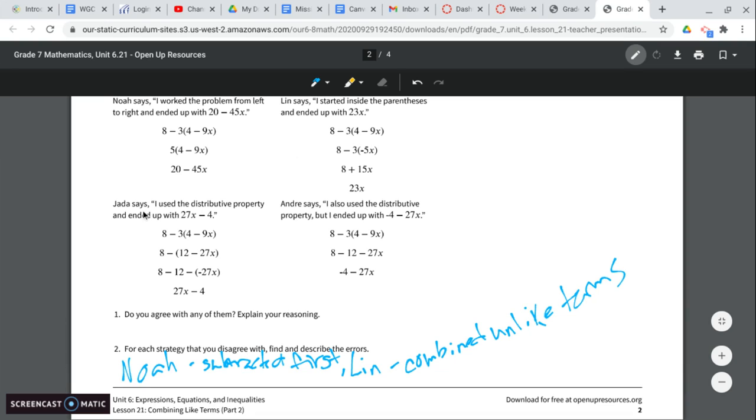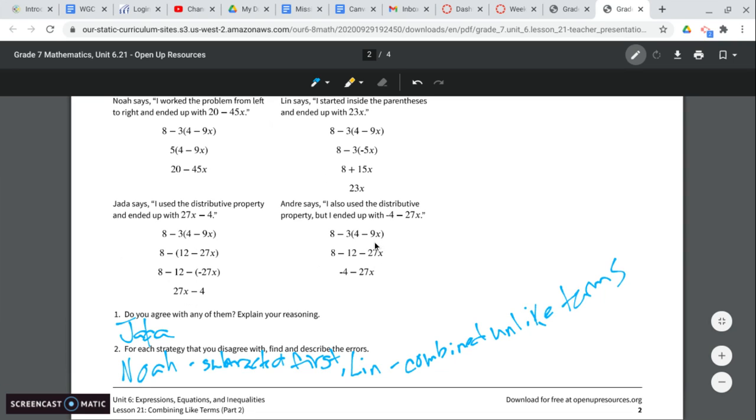So Jada says, I used the distributive property, ended up with 27x minus 4. So we look, she multiplied this 3. She multiplied it by just a plain 3. So 3 times 4 gave us 12. 3 times negative 9 gave us negative 27x. Then she distributed this negative through, so we ended up with 8 minus 12 minus negative 27x. And so then that became positive because minus a negative is positive. So positive 27x. 8 minus 12 is negative 4. So Jada is correct. We could try various values, plugging in values of x into this and the original expression and seeing if it would give us the same exact value, and it would.